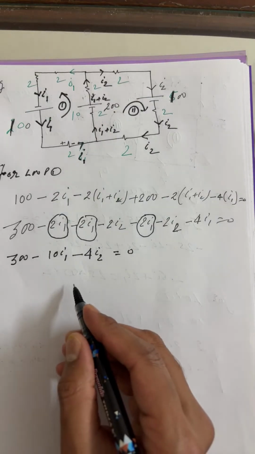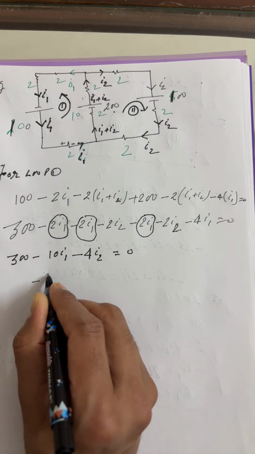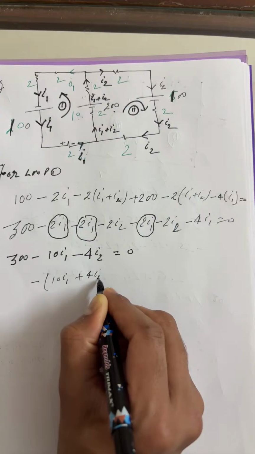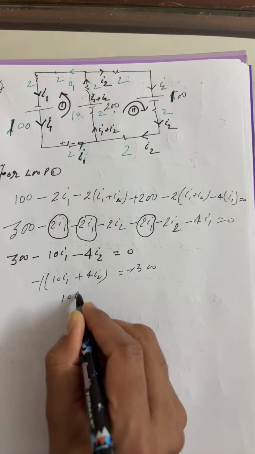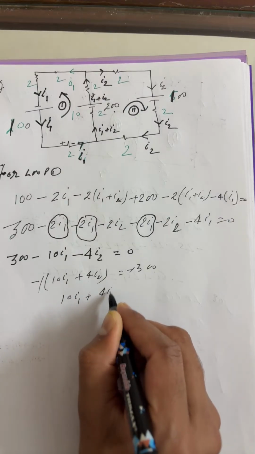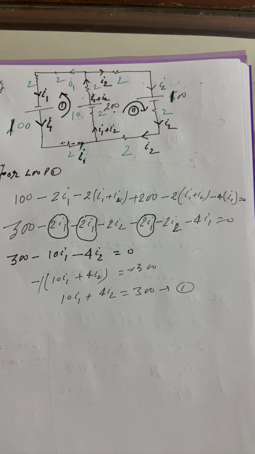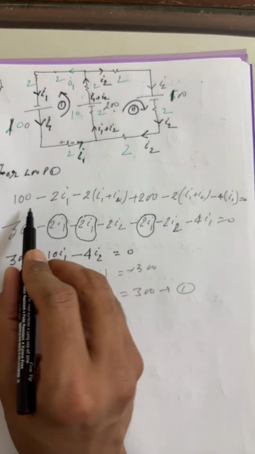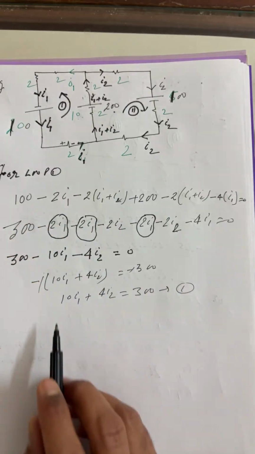Okay, so students, you can write like this. This is minus, which I can take common: 10 I1 plus 4 I2 is equal to 300, equation number 1. This is what, my dear, equation number 1. Okay, now I'll apply here KVL, na bacha? KVL we are doing now. Yes, KVL bacha, V is equal to IR.